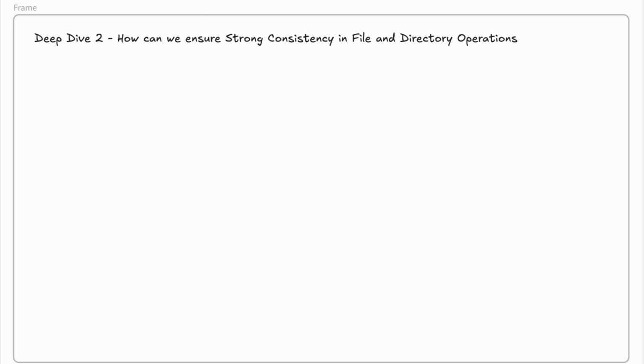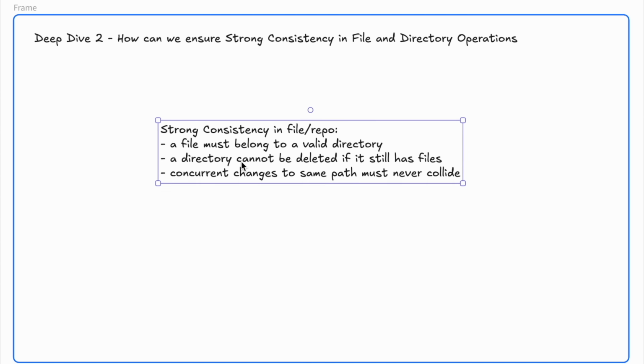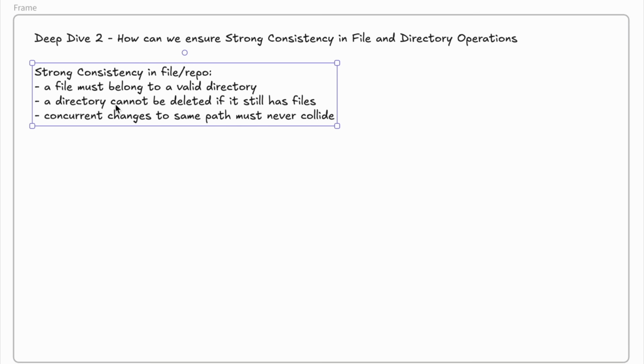Let's now dive into one of the trickiest yet most important parts of designing a distributed file system, ensuring strong consistency during file and directory operations. In a system with thousands or even millions of users interacting concurrently, strong consistency becomes critical, especially when working with a hierarchical namespace where the structure matters.